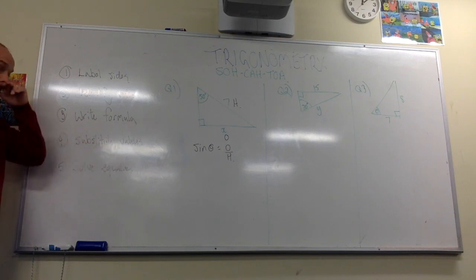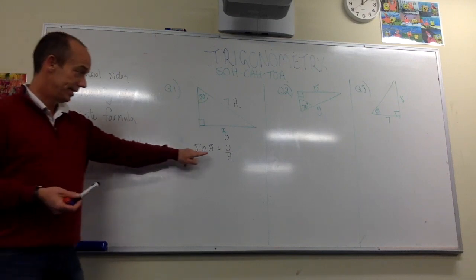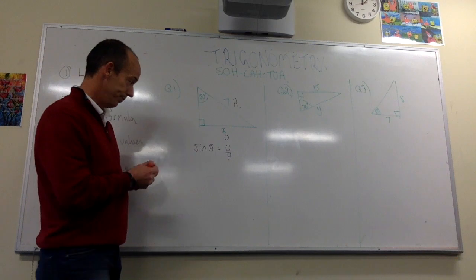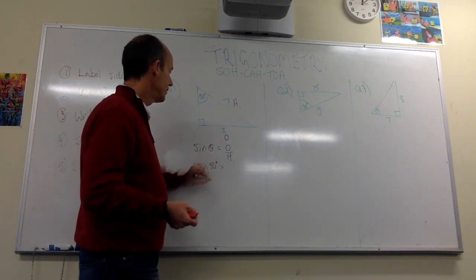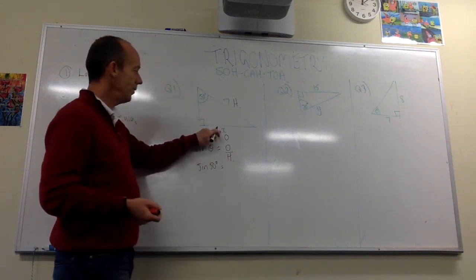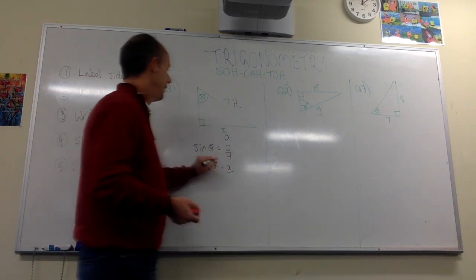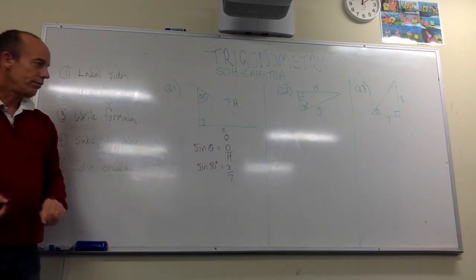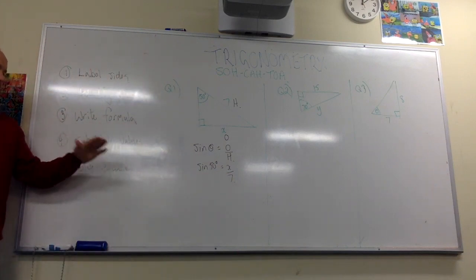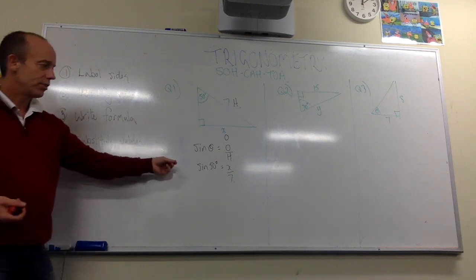Step number 4, I'm going to substitute my values in. So instead of theta, I'm going to put my angle. So this is going to be sine 50 degrees equals, instead of O, I'm going to put X. Instead of H, I'm going to put 7. So step number 4. Step number 5 is just solving this equation.